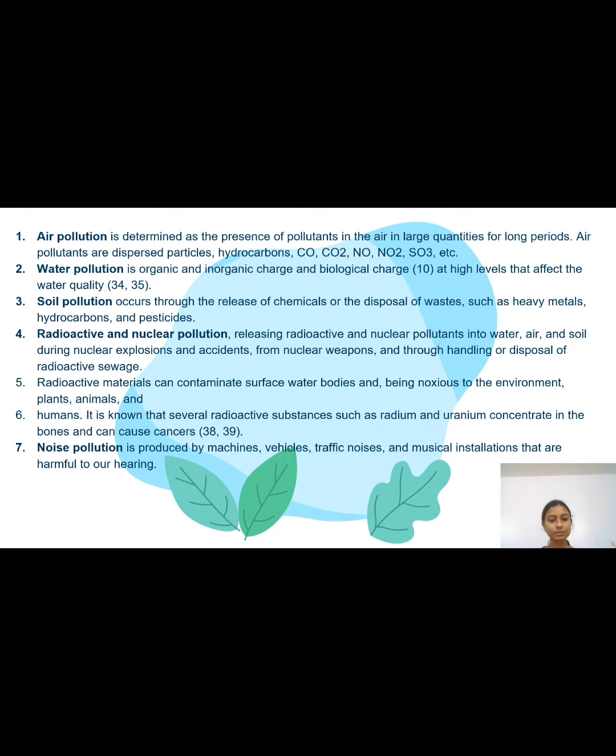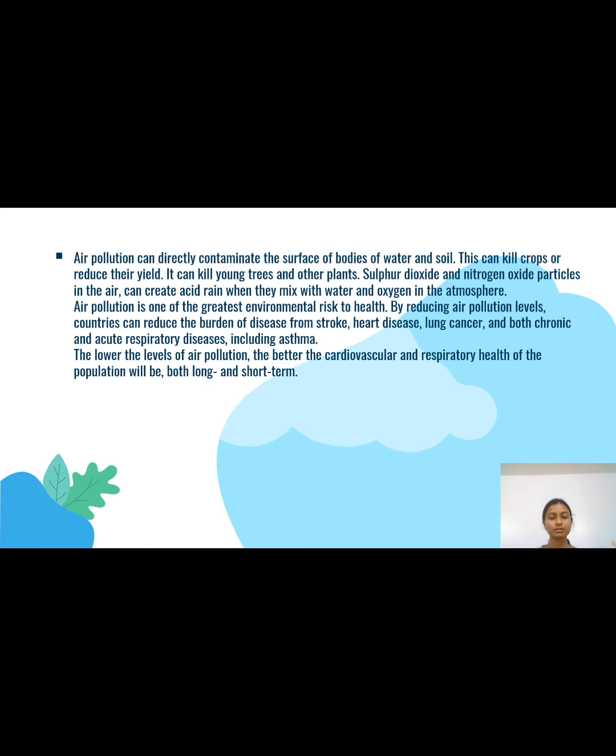The other one is noise pollution, and it is produced by machines, vehicles, traffic noises, and musical installations that are harmful to our hearing. Air pollution can directly contaminate the surface of bodies of water and soil. This can kill crops or reduce their yield. It can kill young trees and other plants.